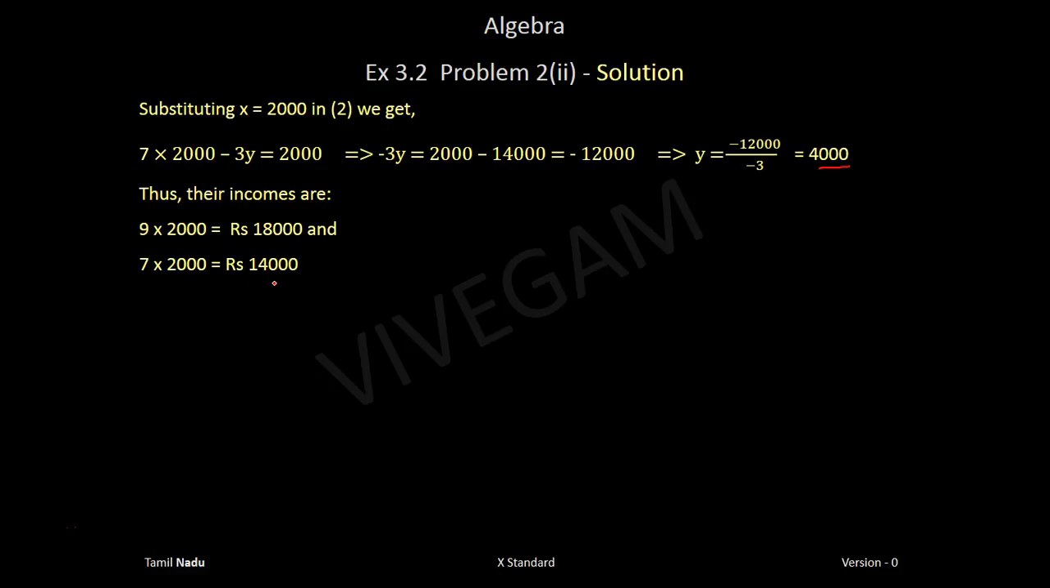Now let's do a quick check. What is the expense of the first person? If you remember, it is 4y, which is 4 into 4000, 16,000. So 18,000 minus 16,000, the savings is 2,000. That is right. Similarly, for the second person, the expense was 3y, so 3 fours are 12,000. 14,000 minus 12,000, the savings is again 2,000. Which means our working is right.